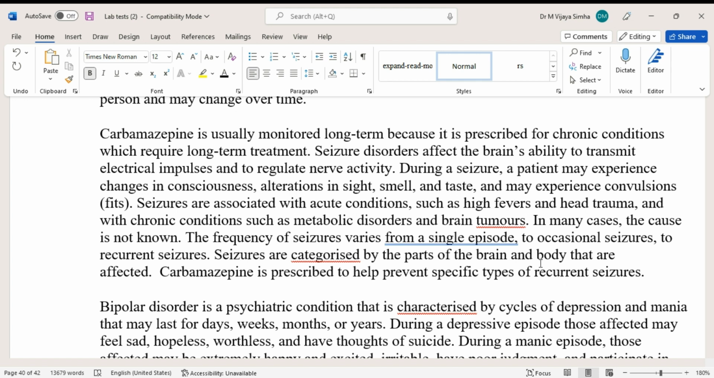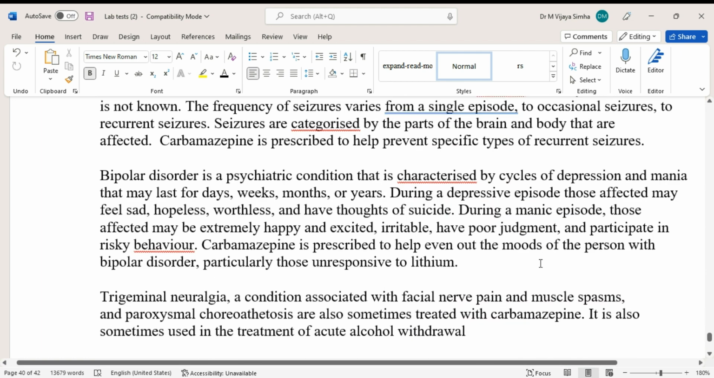The frequency of seizures varies from a single episode to occasional seizures to recurrent seizures. Seizures are categorized by the parts of the brain and body that are affected. Carbamazepine is prescribed to help prevent specific types of recurrent seizures.